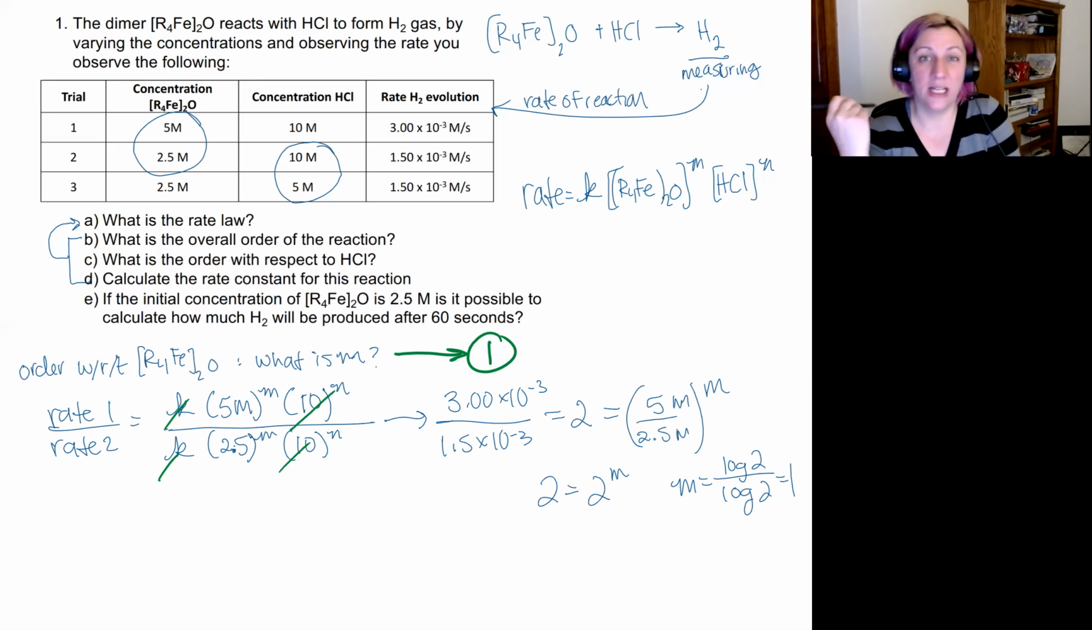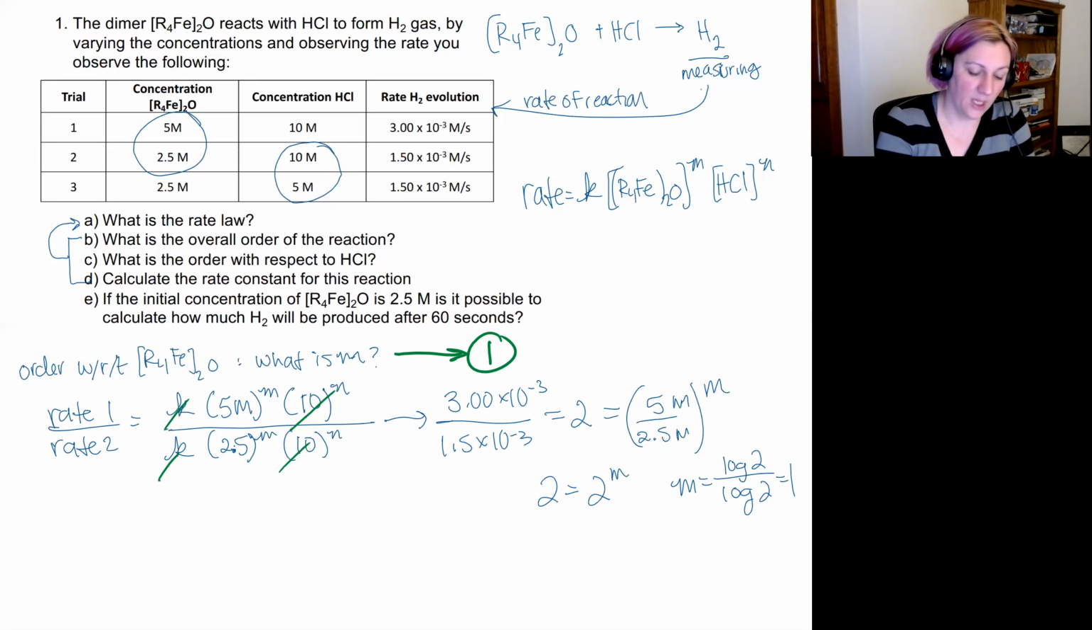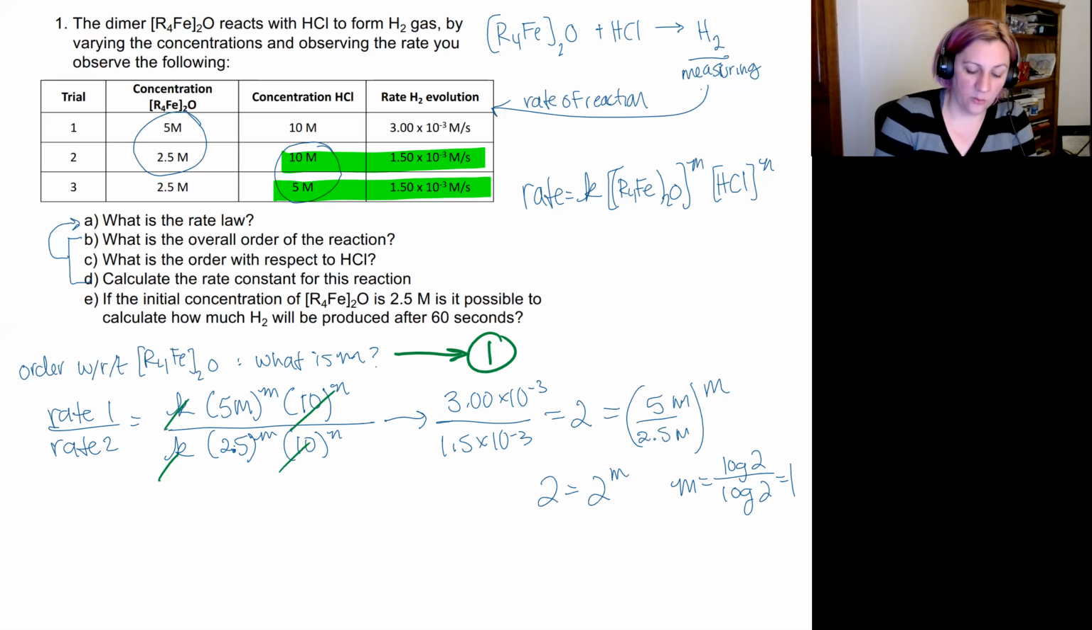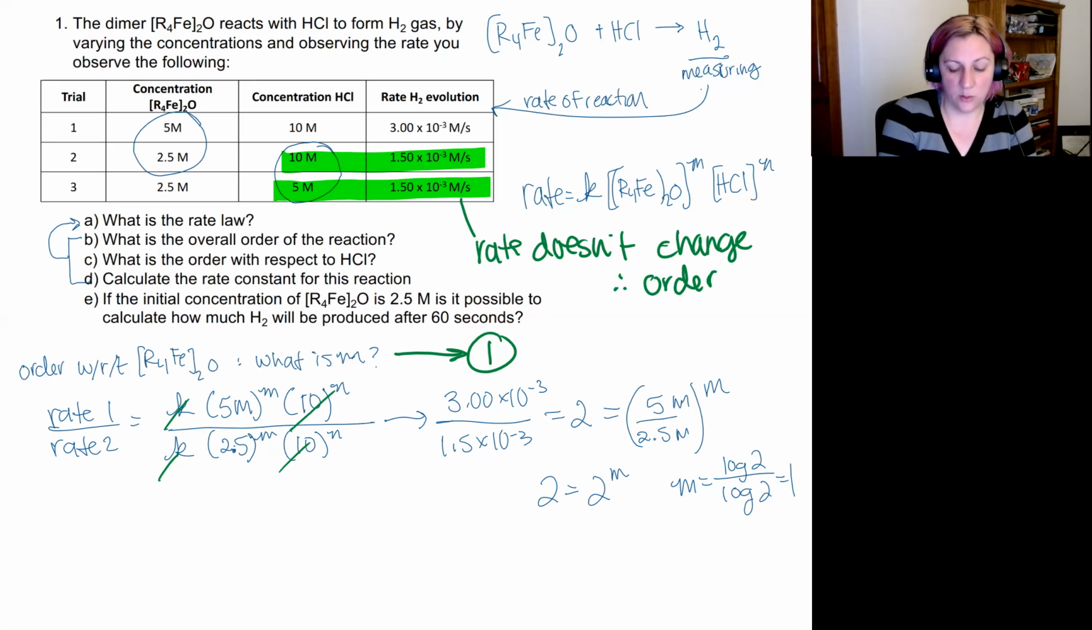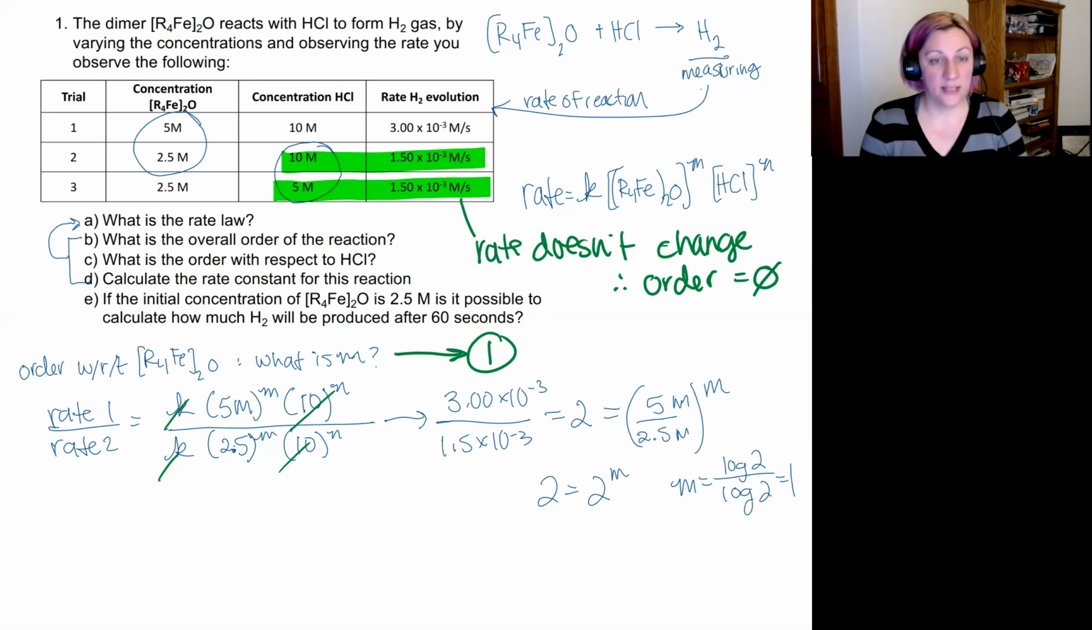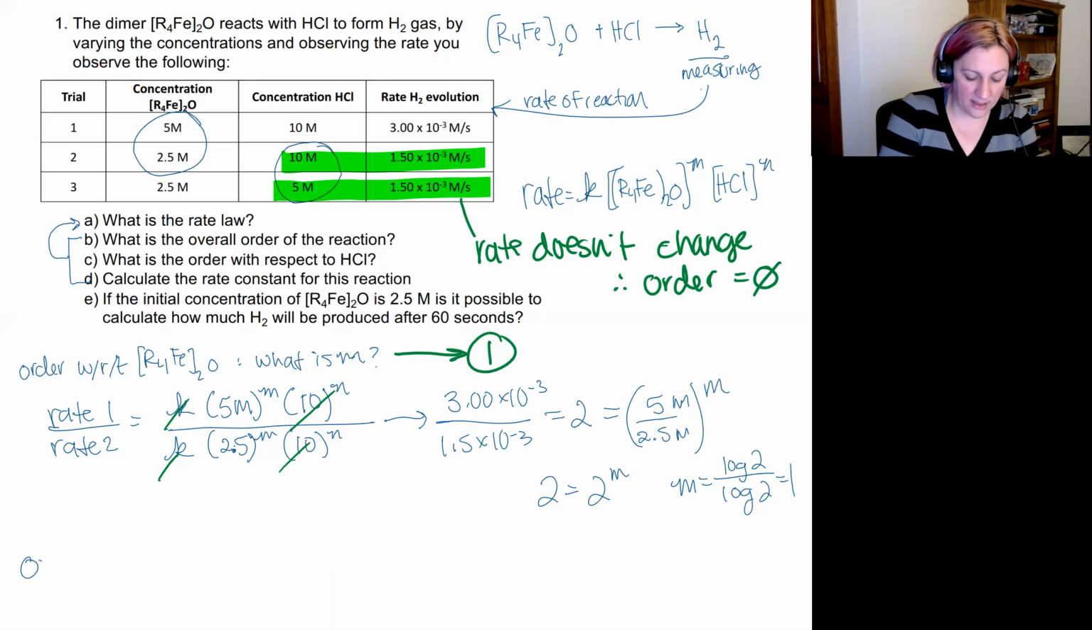Now we got to go ahead and figure out the order with respect to the hydrochloric acid. Now I can go through this exact same process, or I can notice something. When I look at what happens when I change my hydrochloric acid and look at the rate, I can see that the rate does not change. And there's only one way that'll happen. It means that the order has to be equal to 0. So at this point, I can walk through the same calculation, or I can just say that it's 0 because it doesn't change.